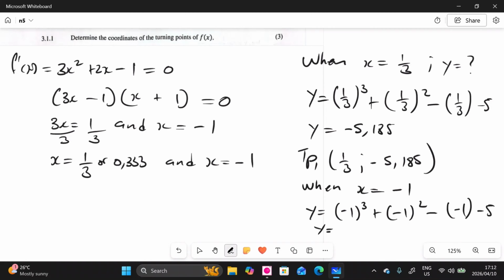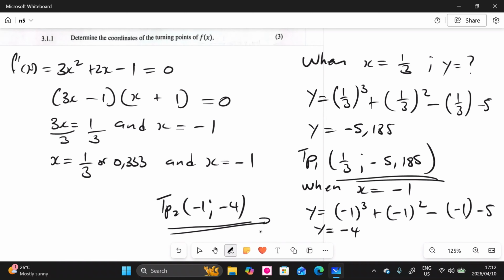Then if we set this on the calculator, we get negative 4, right? So this says that when x is negative 1, our y is negative 4. So we can say turning point 2, when x is negative 1, our y is going to be negative 4. There we go. So this here and that one there, those are the turning points for this function. So this is what they wanted us to calculate.